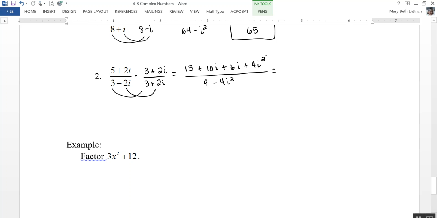Let's clean this up. This is going to turn into a minus 4 because remember i squared is negative 1. So that's going to give me 11 plus 16i over, this is going to turn into a plus 4, over 13. And there's my final answer.